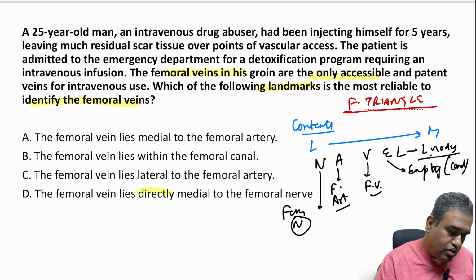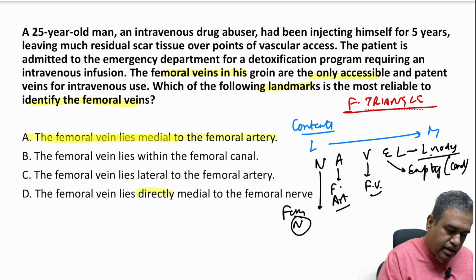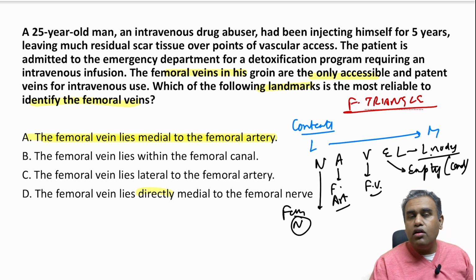If you look at the options, femoral vein lies medial to femoral artery, perfect. Option A is perfect over here. Femoral vein is lying medial to femoral artery. And this is how you do a femoral tapping.